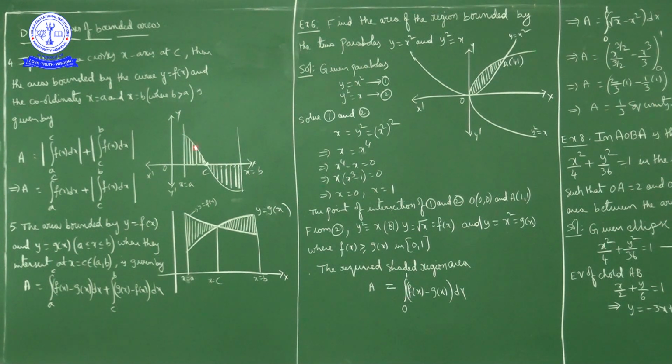So for example, integral a to b f of x dx, we have a graph like this. From a to c it is positive, so integral a to c f of x dx, plus c to b it is negative. So for the c to b part we will keep modulus, so modulus of integral c to b f of x dx.